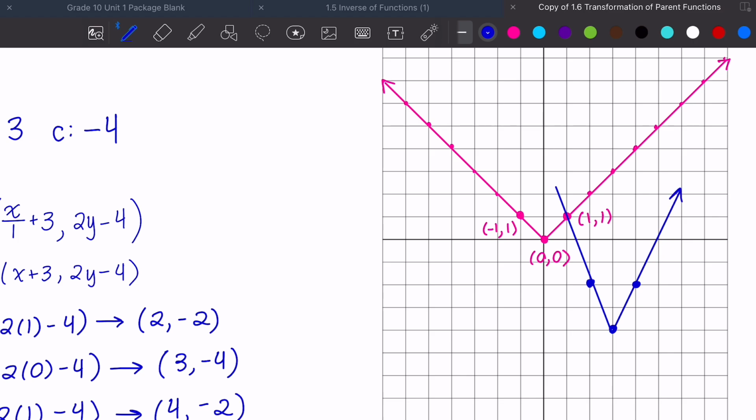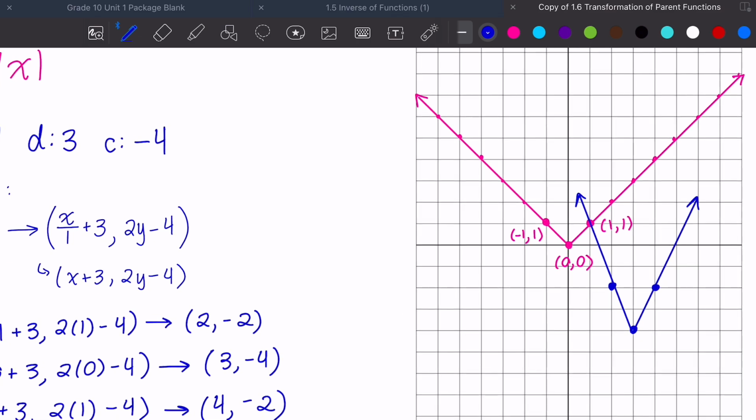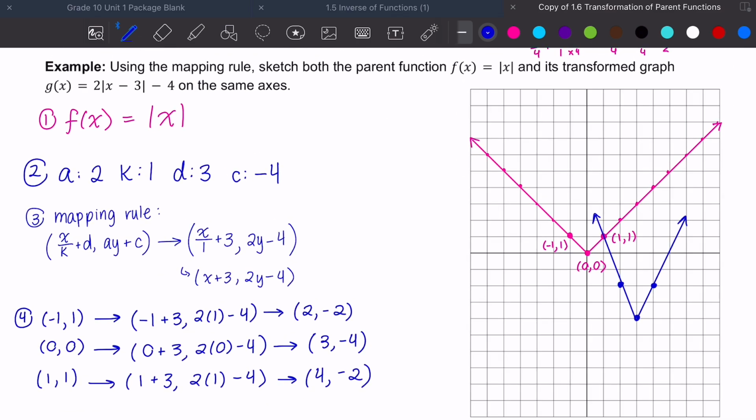Okay. This is more than enough to connect. If you want to do more points for actual accuracy, you can do as many points as you like, but I'm only ever going to ask you for 3, maybe 4 max, depending on what the function is, if you need more points to see it.